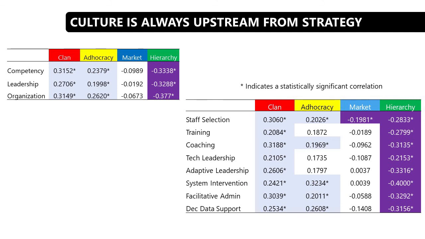So for example, you can see the clan culture and the adhocracy culture do pretty well on the implementation science drivers. There's a statistically significantly positive relationship between clan and adhocracy cultures with the implementation science drivers. Now, when you get to the market culture, there's a neutral, inconclusive relationship with the implementation science drivers. But when we get to the hierarchy cultures, in the purple, there's a statistically significantly negative or inverse relationship, which essentially means that cultures that are predominantly hierarchy have a negative relationship with implementation performance.